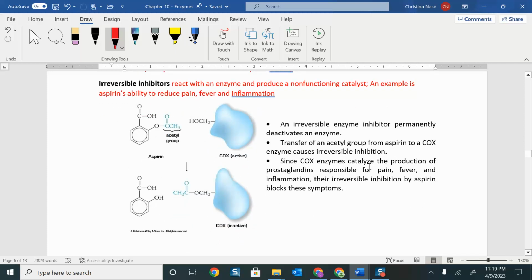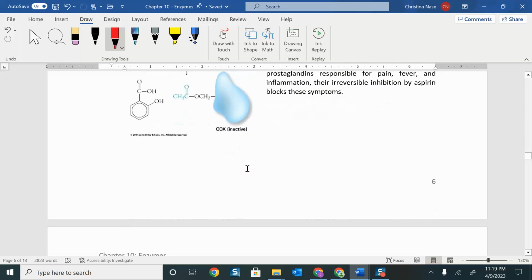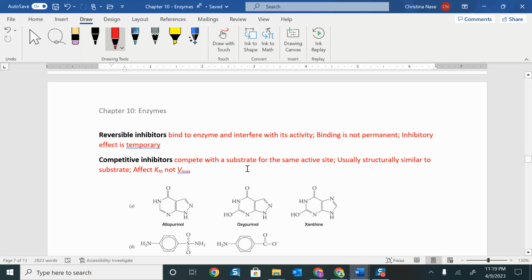The COX enzymes are the things that catalyze the production of prostaglandins. You might remember when we studied prostaglandins in the lipid chapter. They're responsible for pain, fever, and inflammation. So if you can inactivate this enzyme, then you're not going to have those things. It's going to reduce the inflammation. So the irreversible inhibition by aspirin will block those symptoms. So that's an irreversible inhibitor.